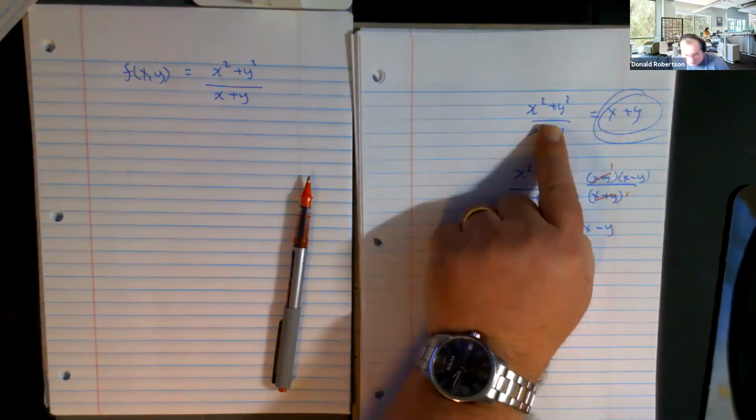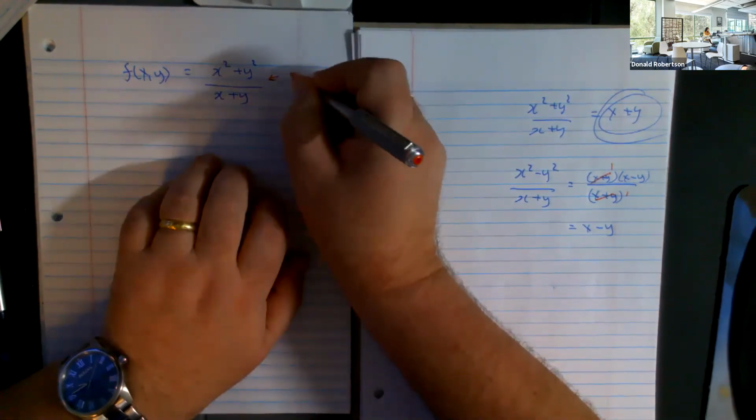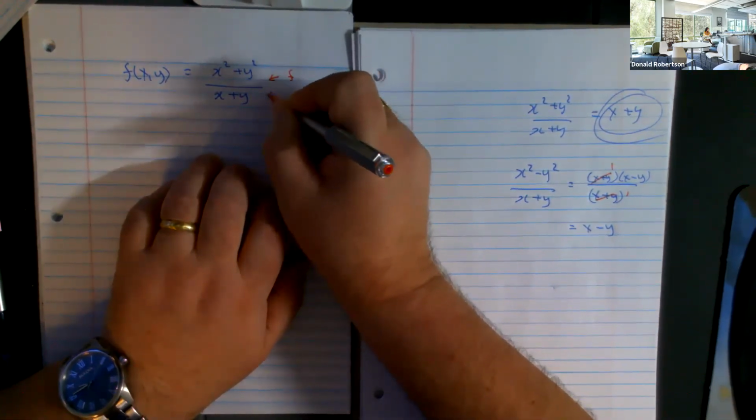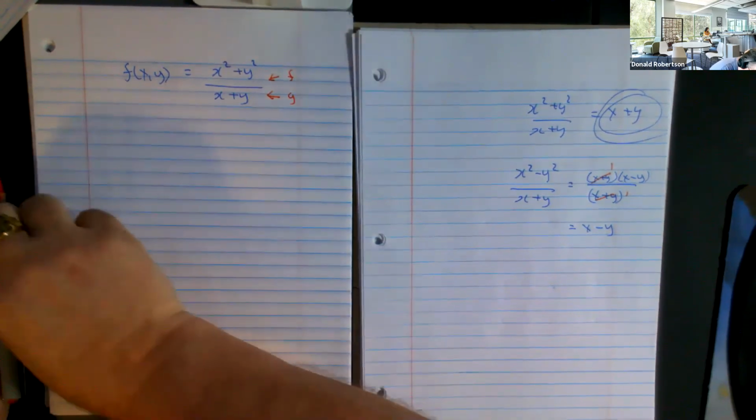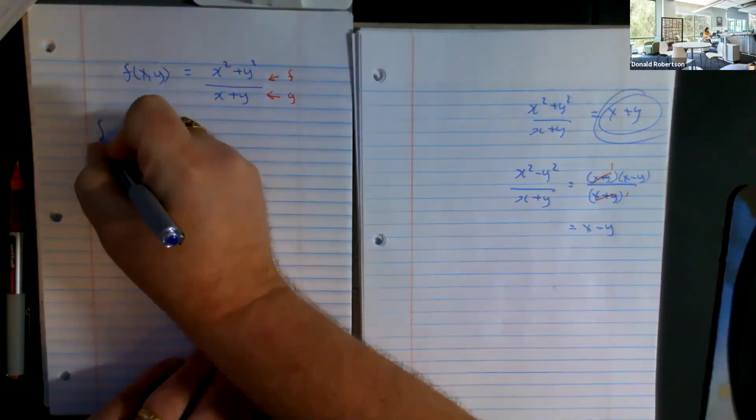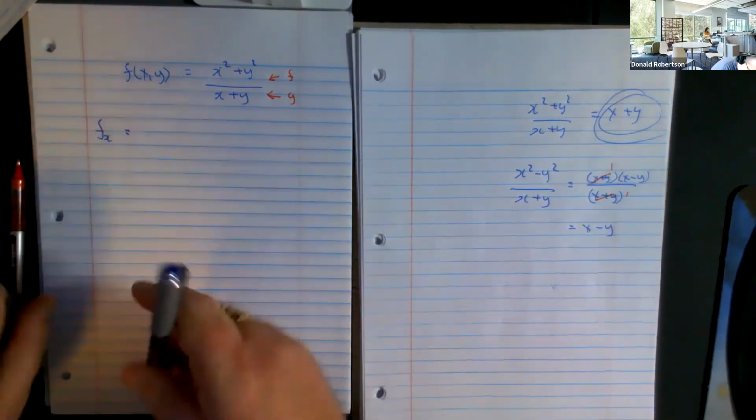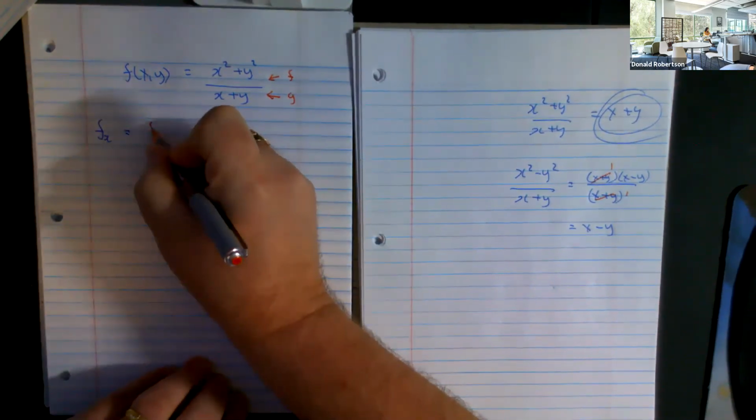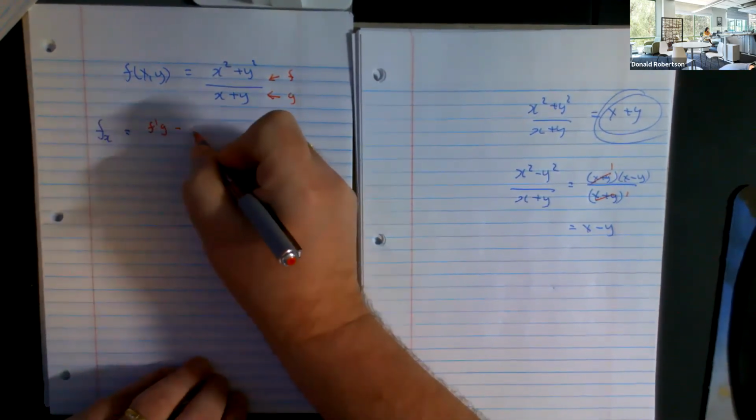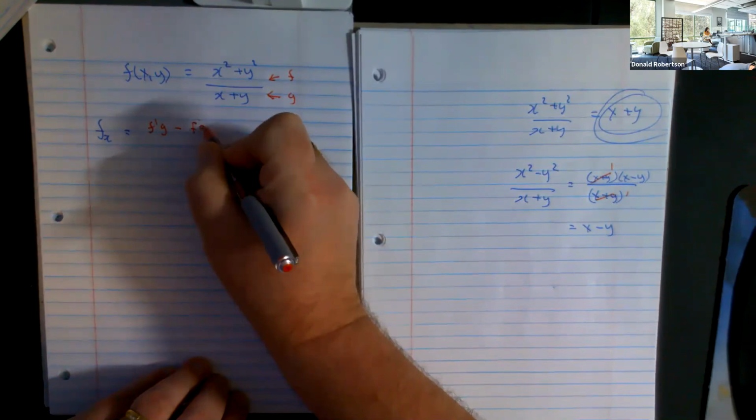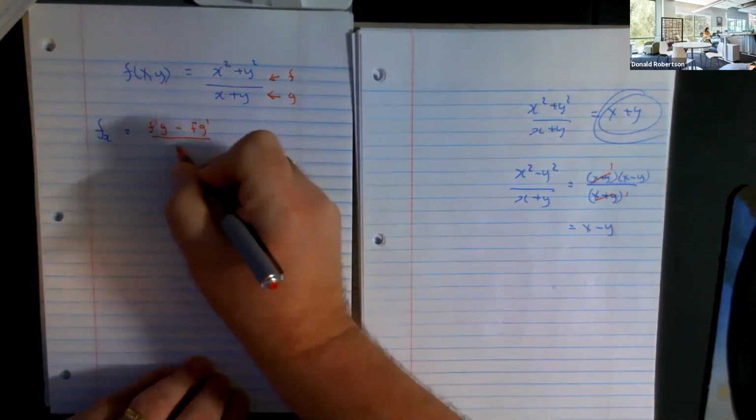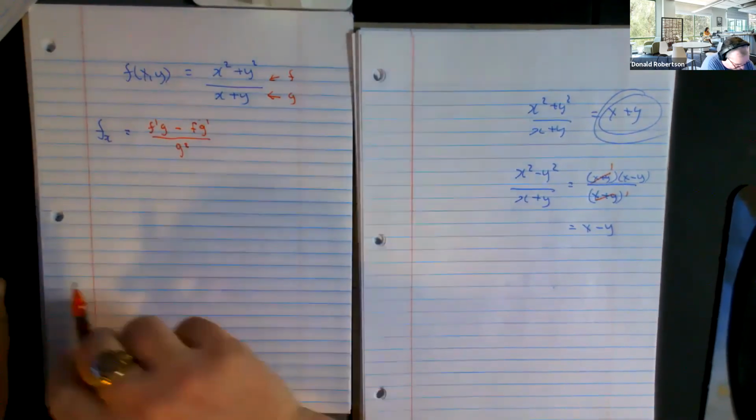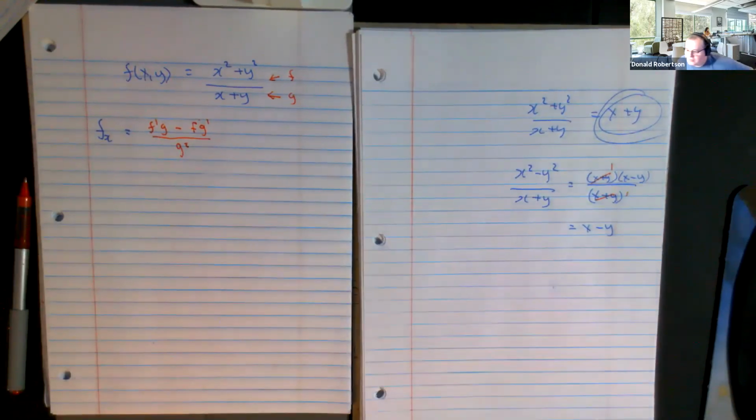But not for this one. Now I'm going to call the top guy f. I'm going to call the bottom guy g. And we'll do a partial derivative with respect to x. And so that's going to be f dash g take away f g dashed over g squared. Hopefully that's the version that you're used to.